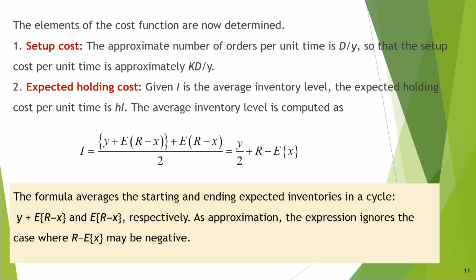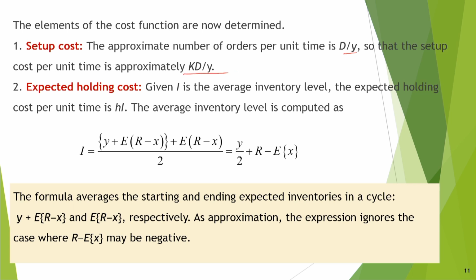So in that unit time, the demand was D, and Y is the amount you get at one time. So D by Y is the number of orders, so the setup cost per unit time is approximately KD by Y.